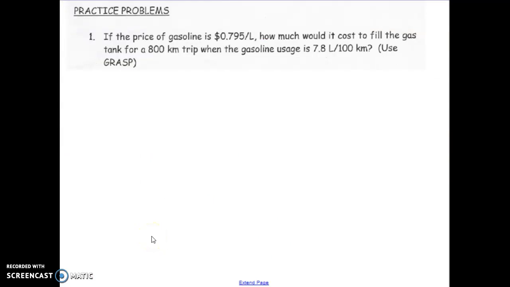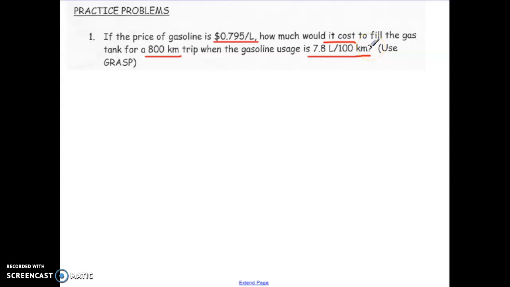Okay, so we're going to do a few practice problems. Let's take a look here. If the price of gasoline is $0.795 per liter, how much would it cost to fill up a gas tank for an 800-kilometer trip when the gasoline usage is 7.8 liters per 100 kilometers?